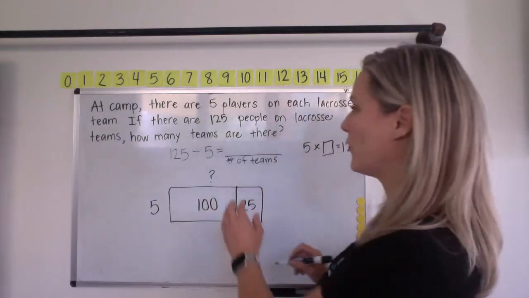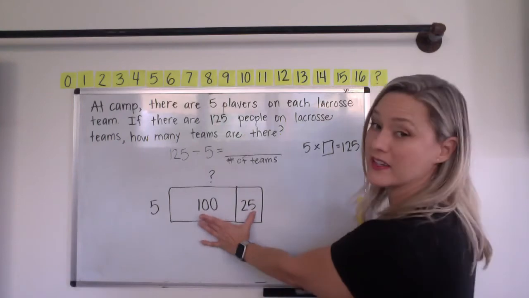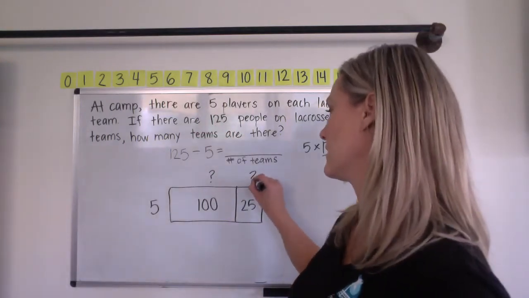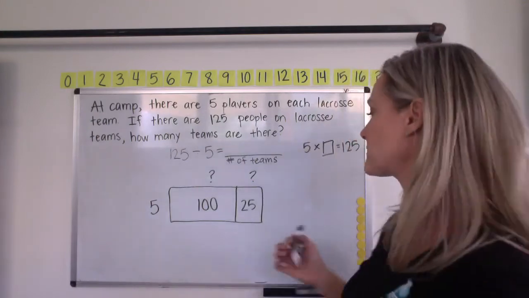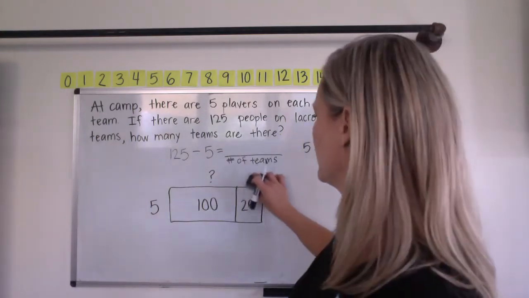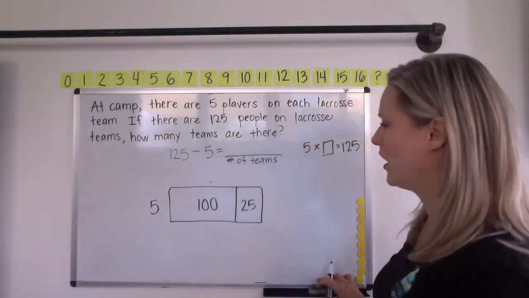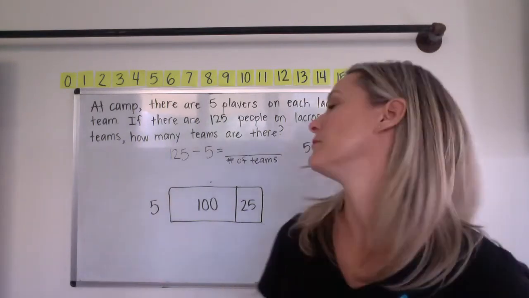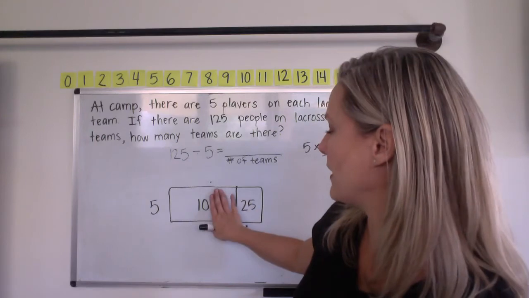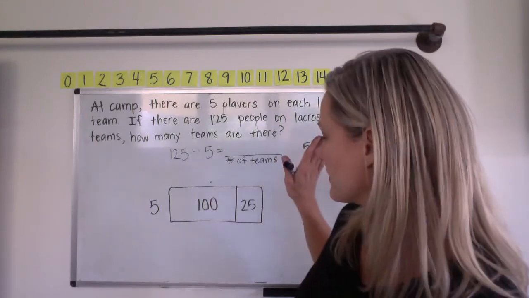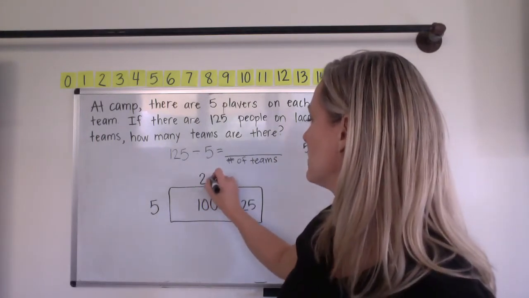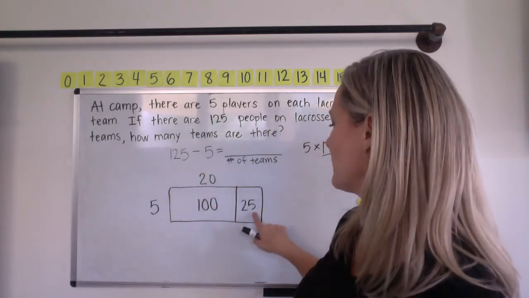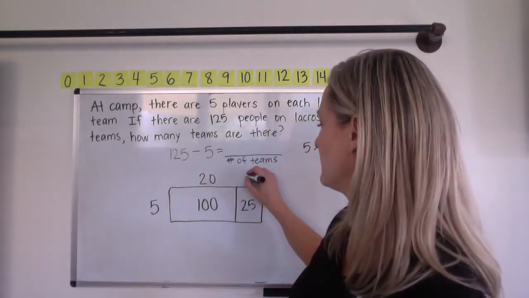So maybe you would do 125. It still equals 125 in here, right? That's our number of people. And our answer is going to be up top for division. Okay, here we go. 100 divided by 5 is what? Maybe you're thinking about it as 10 divided by 5 is 2. So 100 divided by 5 is 20. And then 25 divided by 5 is 5.